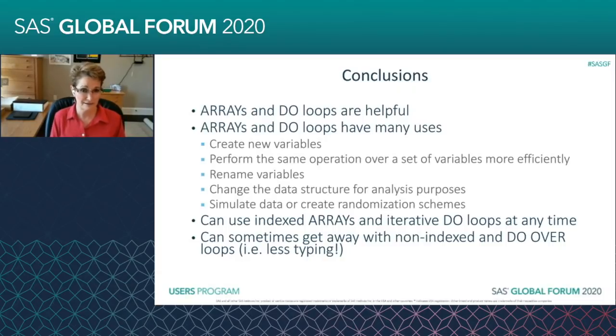I have found arrays and do loops to be very, very helpful. I use them in just about every program I create because I typically have multiple variables that I need to change a value or do some type of operation on. They do have many uses. You can create new variables, perform the same operation, rename variables. You can change the data structure from a short, wide data set to a long, skinny data set, and I would reference my paper for information on how to do that. I've used arrays to simulate or create randomization schemes.